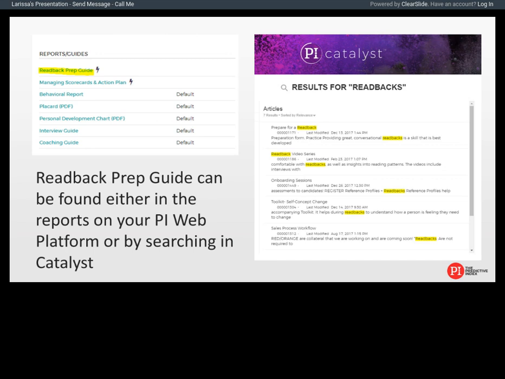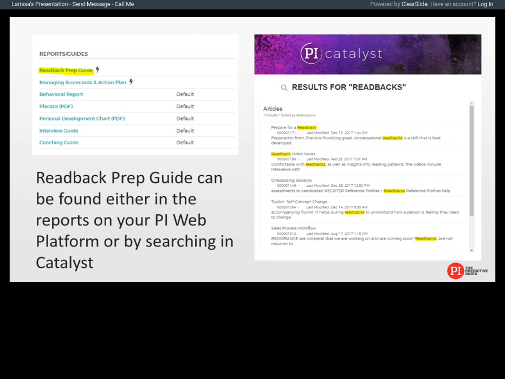And just as a side note, anything with that lightning bolt next to it in the system means it's a static thing that's referenceable, and it will bring you to a new site in Catalyst. You can also just go straight into Catalyst and up in the search bar, type in Readback or Readbacks. The top one that's going to come up there, you see, is Prepare for a Readback. That's the exact same thing as that Readback Prep Guide, and we're going to look at sections of that today.